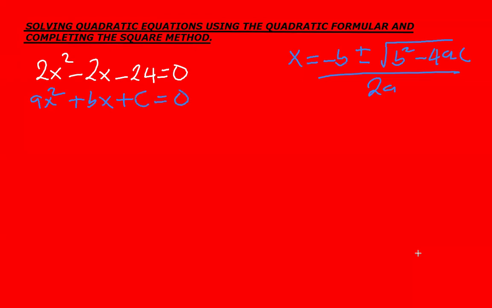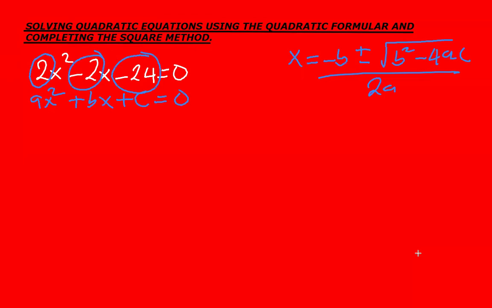So let's now get our a. Now this is quite simple. You just slot in the values into the quadratic formula. So the value for a is 2 in our equation. The value for b is negative 2, and the value for c is negative 24. Let's plug them into our equation.